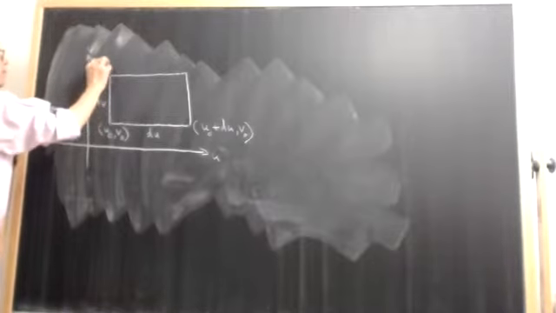Now, it's mapped into a region in the XY plane. This is X and this is Y. Then what happens? Well, of course, after this transformation, this rectangle will be distorted into something like this.